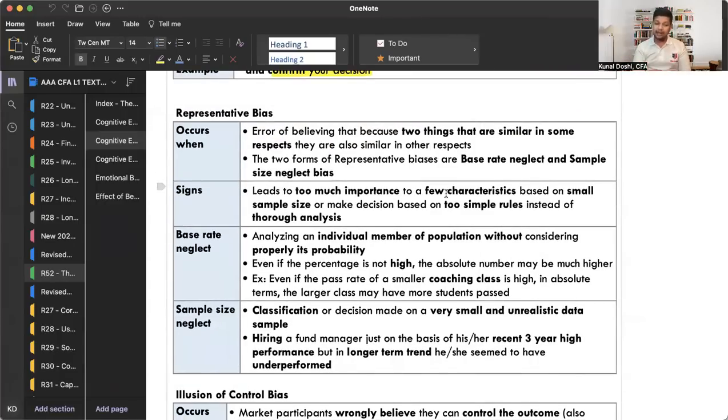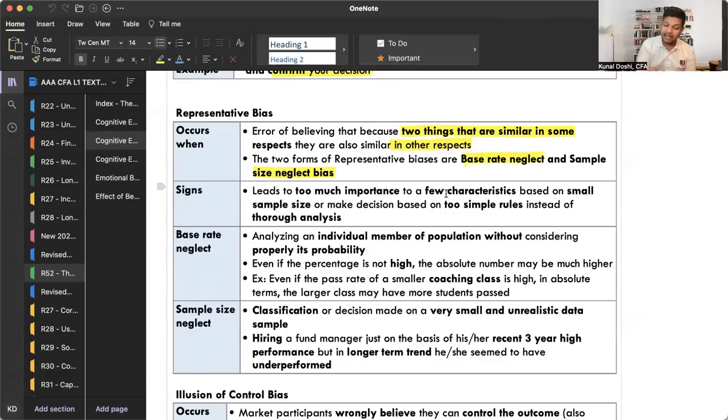Now comes a slightly bigger thing, representative bias. It is the error of believing that because two things are similar in some respect, they are also similar in other respects. What does it mean? We will see an example, right? The two forms of representative bias are base rate neglect and sample size neglect. First of all, two things are similar in some respects. Therefore, we believe that they are similar in other respects also. What does it mean? We'll see an example in base rate neglect and try to understand it.